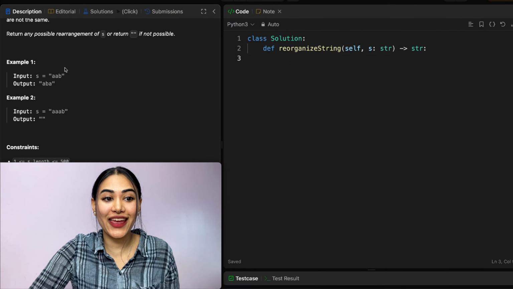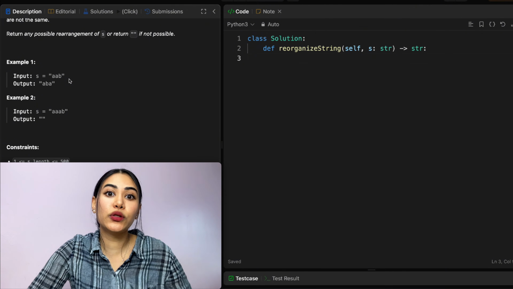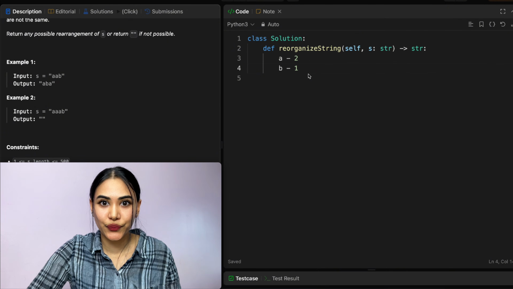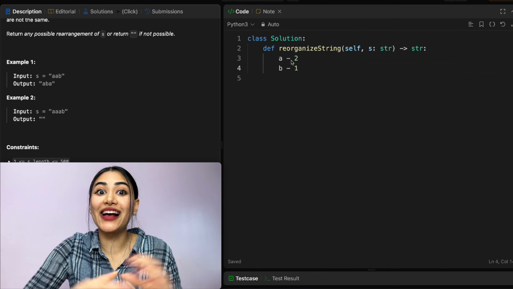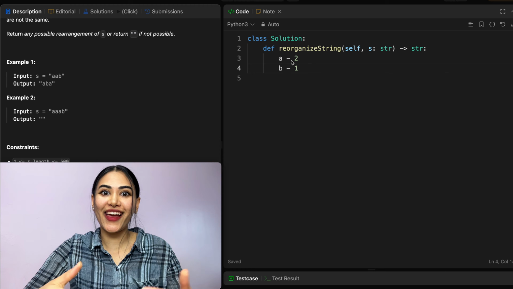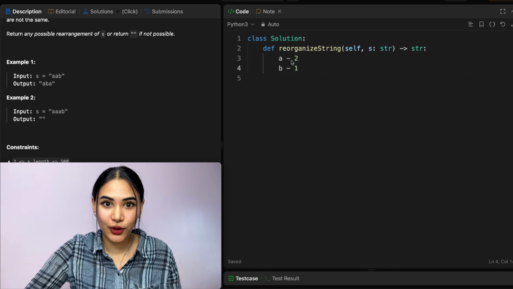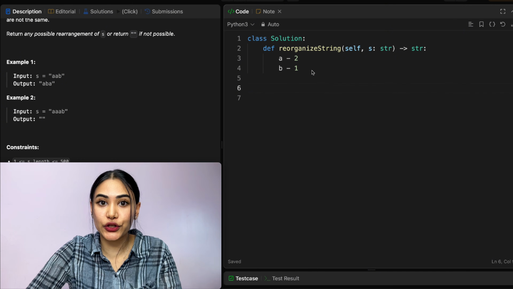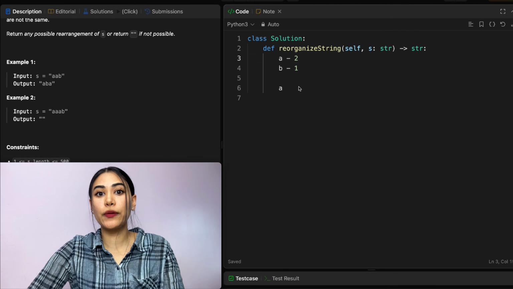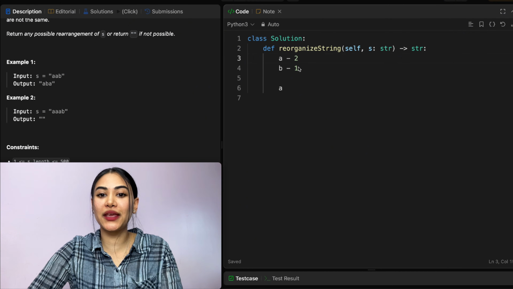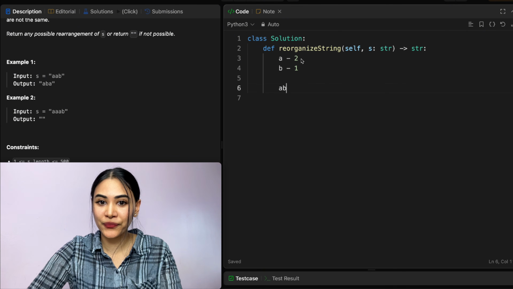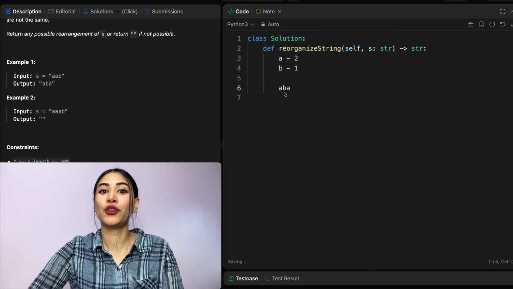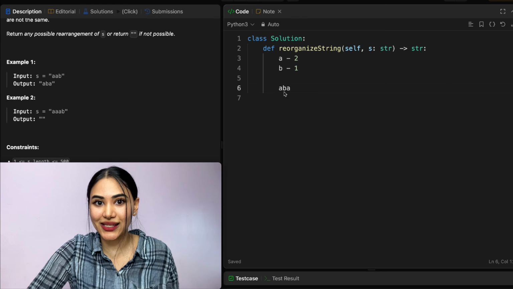Example 1, we have AAB. Now A is the most frequently occurring character. A occurs twice and B only occurs once, meaning we want to use A as much as possible. And how do we use it as much as possible? We use it whenever we can. So right off the bat, the very first character, we can start off with an A. So we put an A here. Now we can't use it again, meaning the only other character we can use is a B. And then finally, we would end with an A. So we would get two A's and one B with no two adjacent characters being the same.